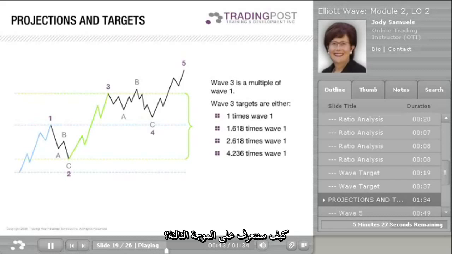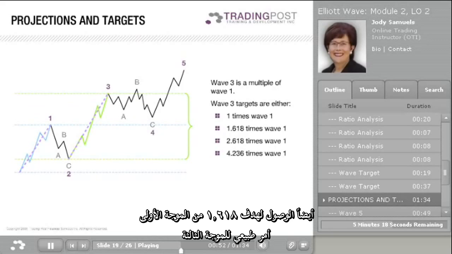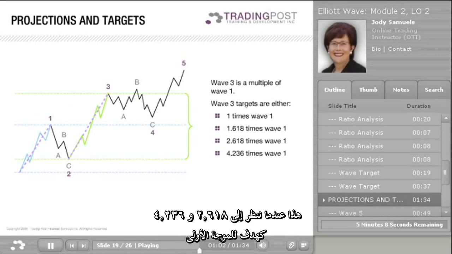So how do we recognize a wave 3? The easiest way is by its slope, which is usually steeper than that of wave 1. Also, reaching a target of 1.618 times wave 1 is normal for wave 3. But once it goes further than that, it is said to be a wave 3 extension. That's when we consider 2.618 and even 4.236 times the length of wave 1 as a target.